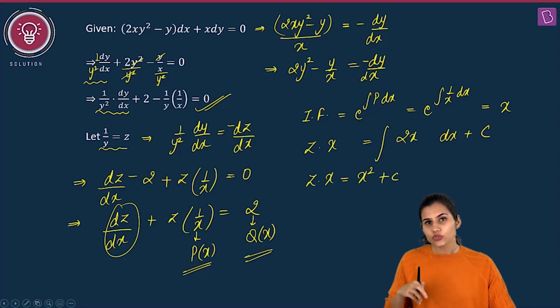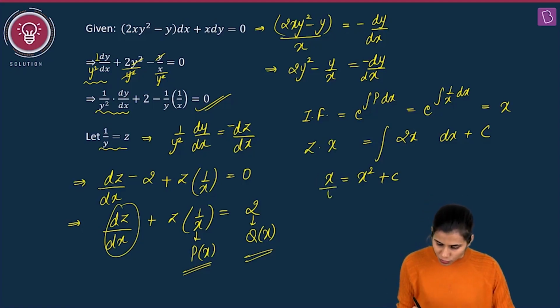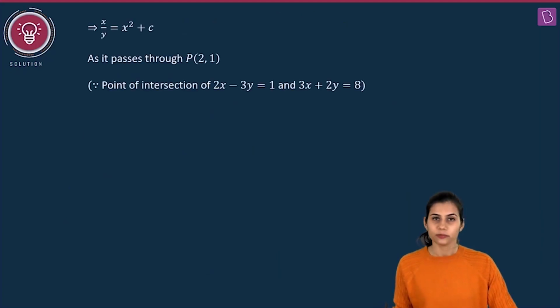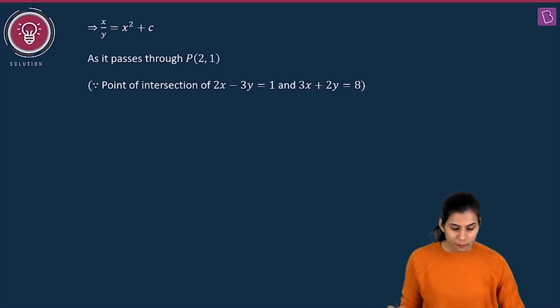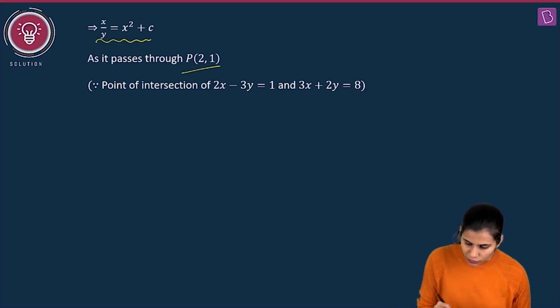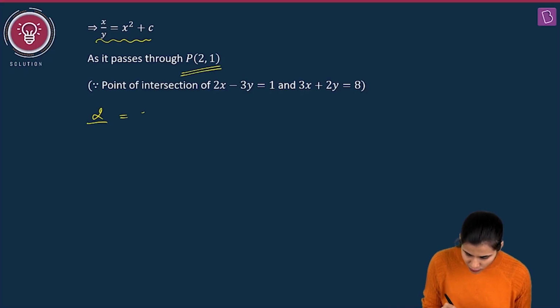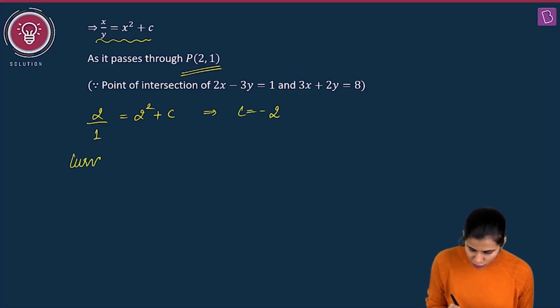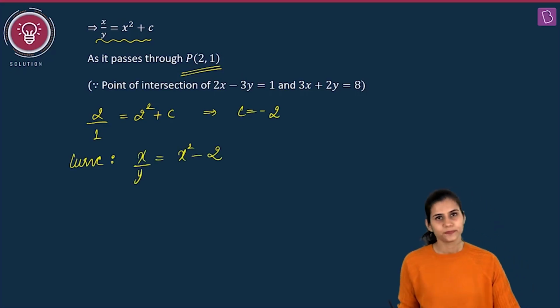Now bring back the actual value of z, because I want y of x, right? So I want to bring y into the picture. z was 1 by y, so this is what you have. This is your solution curve, but right now I don't have the value of c. I told you how I will compute c, by using the fact that this curve is passing through the point 2, 1. So plug in x as 2 and y as 1. What do you get? 1 by 1 equals 2 square plus c, so c is coming out to be minus 2, and hence your solution curve explicitly looks like x by y equals x square minus 2. This is your curve.